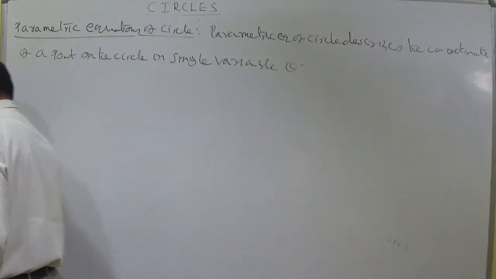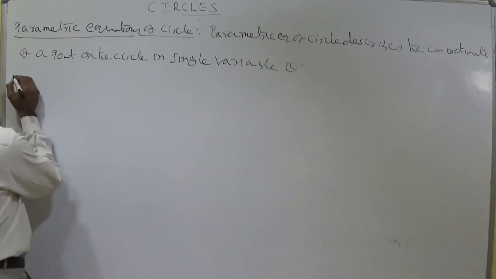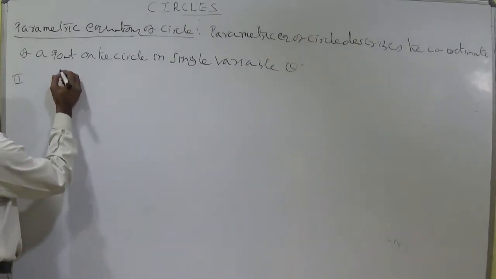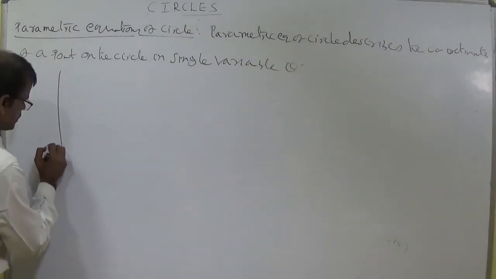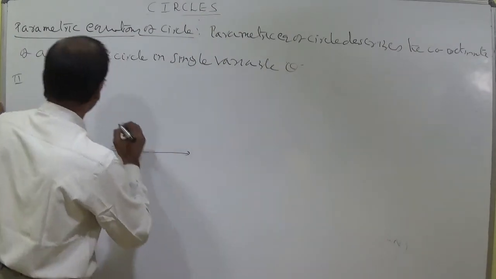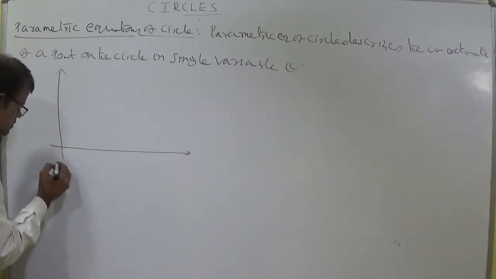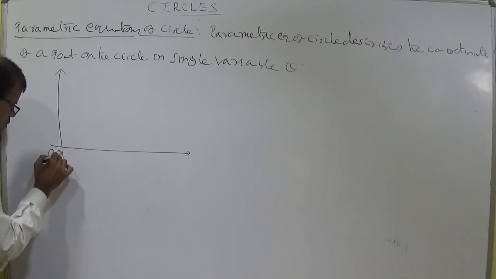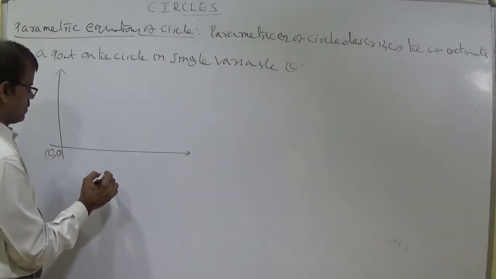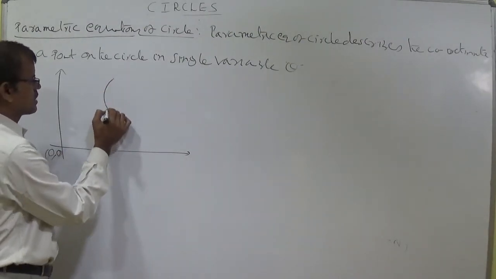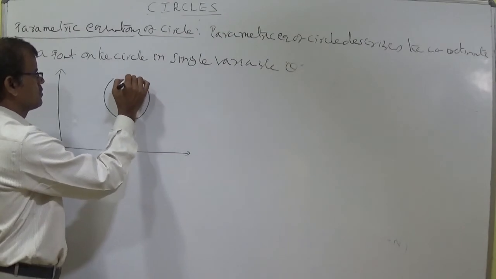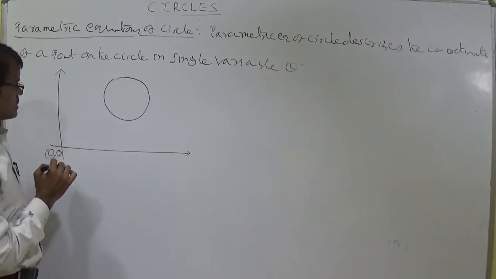So this is Roman number 1. Roman number 2 I am writing. It is nothing but translation of axis concept. Put here 0, 0. Draw a circle like this.